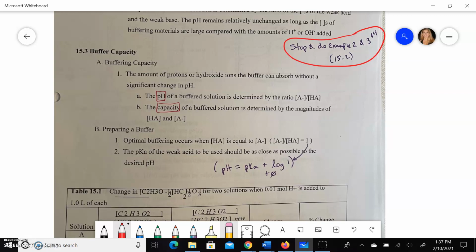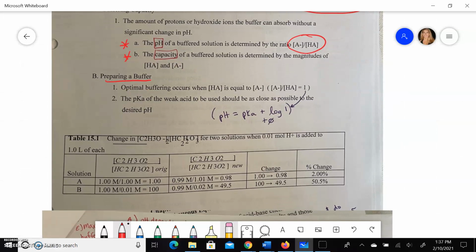So these two things right here are super important, that the pH of a buffered solution is determined by the ratio of these two. I've seen these on lots of multiple choice questions on the AP exam. That's why these are highlighted. But the capacity of a buffer solution is determined by how much the concentration is, by the magnitude of the weak acid and base. So pH is by the ratio, the capacity is by the concentrations. This is also, I've seen tested before, how to prepare a buffer and make the optimal buffering solution.